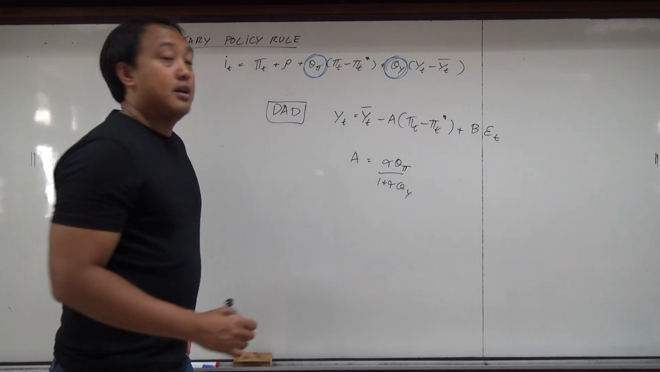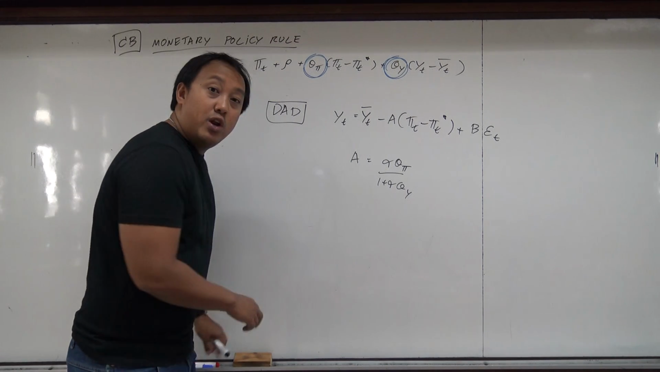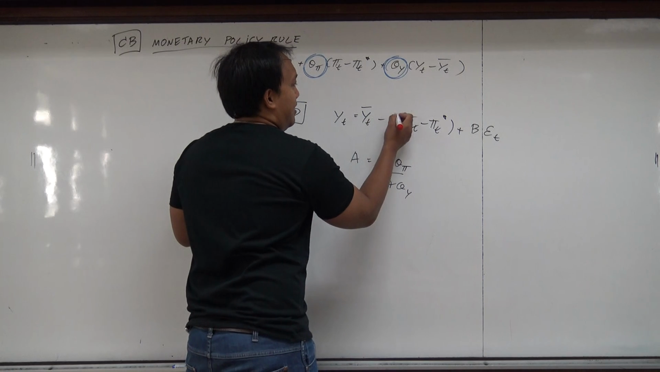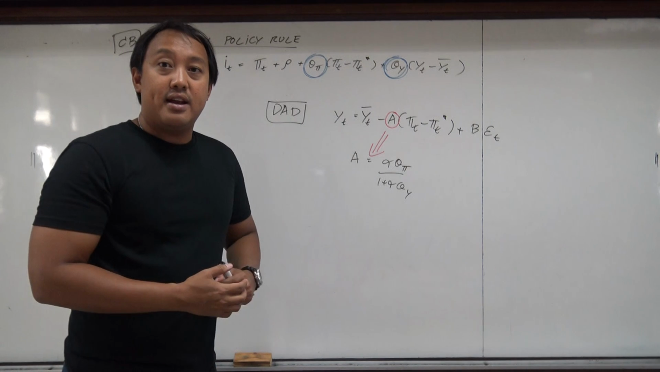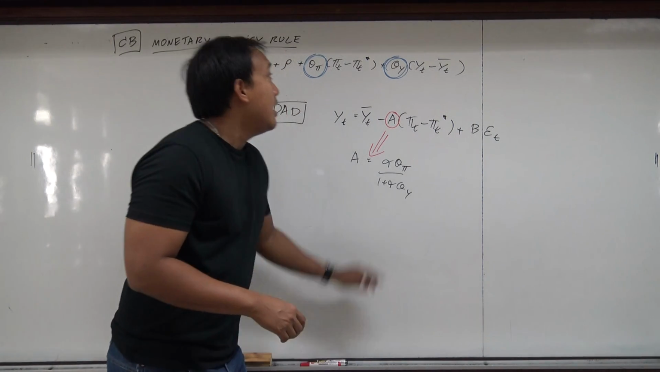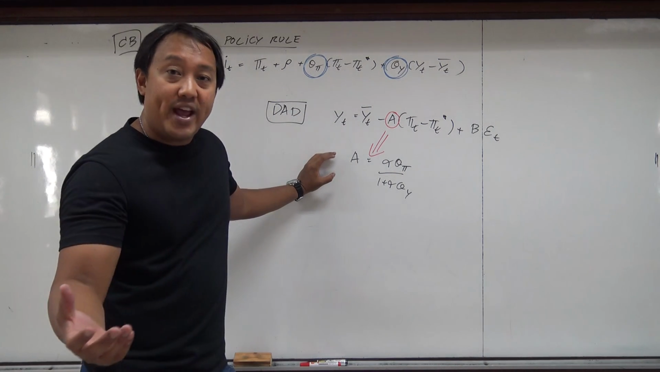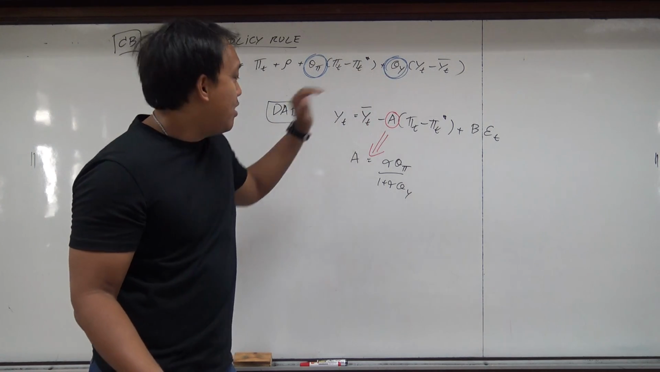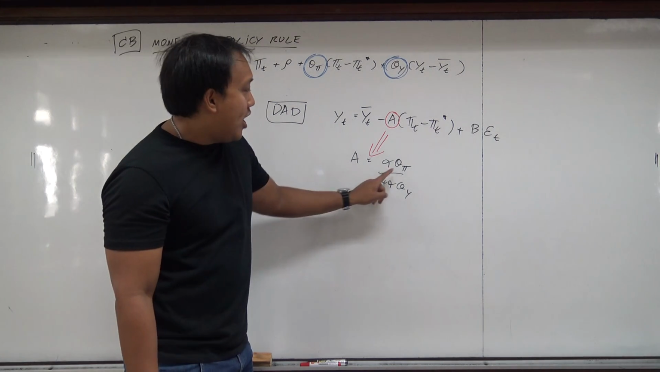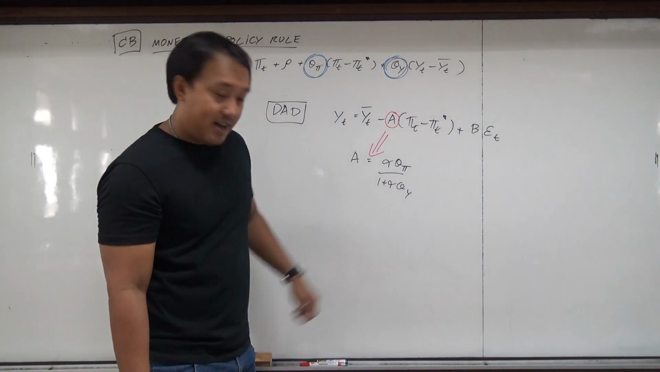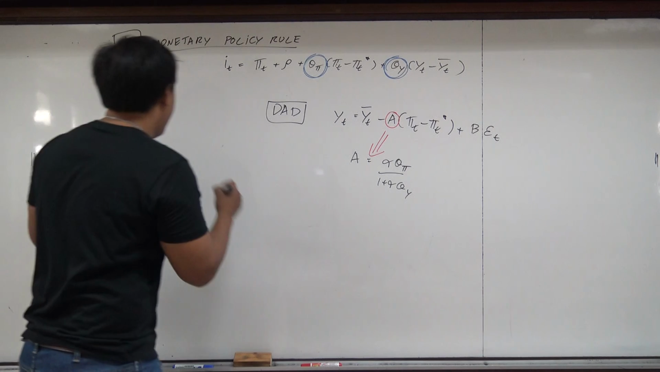Okay? So we have the DAD, dynamic aggregate demand equation, and you learned before that A is this one here, right? So what I want to show you is, if theta y is higher than theta pi, the value of A is one thing. If theta pi is higher than theta y, the value of A is going to be the other thing. So the value of A depends on theta pi and theta y. So then let me find the slope of the DAD curve. Okay, slope.